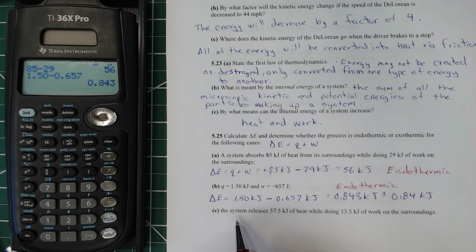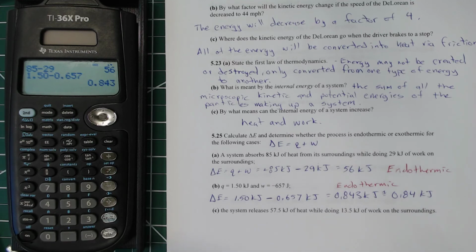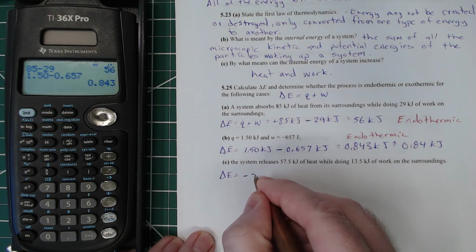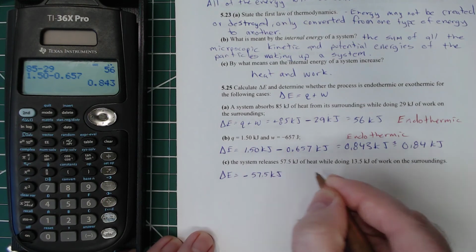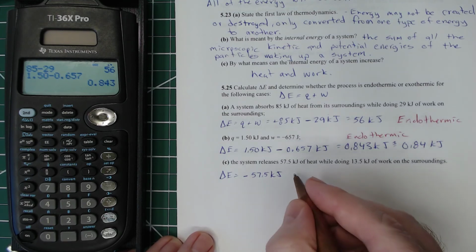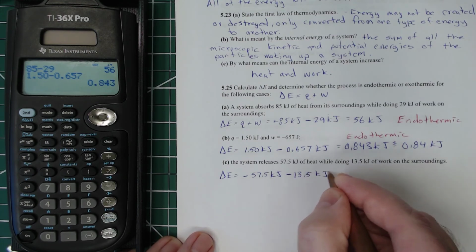All right, next, a system releases 57.5 kilojoules of heat while doing 13.5 kilojoules of work on the surroundings. All right, again, delta E is Q plus W. Since it releases 57.5, that means that Q is negative here. So negative 57.5 kilojoules. And then we do 13.5 kilojoules of work on the surroundings. Since the work is done on the surroundings, that's also going to be negative. So we'll do minus 13.5 kilojoules there.